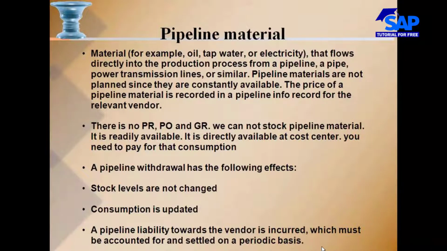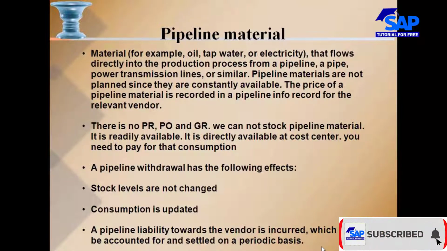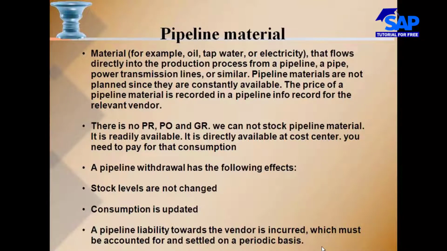What is a pipeline material? A material, for example, like oil or water or electricity that flows directly into the production process from a pipeline or a pipe, or from power transmission lines or something similar to that. Such materials are called pipeline material. Pipeline materials are not planned since they are constantly available.